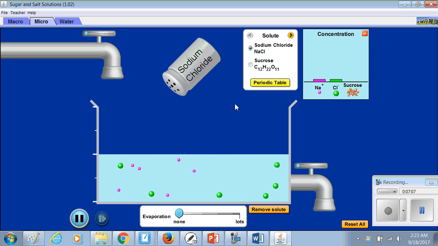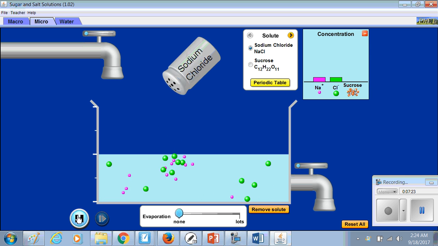So let's do that again so you can see. The sodium chloride is going to go in as a solid, and the sodium ions and the chloride ions are going to be in a crystal lattice structure. And so they're going to be together. And see, as soon as I put them into water, they split.